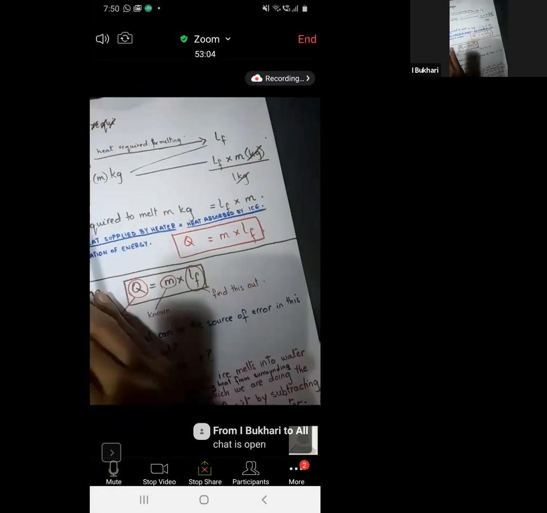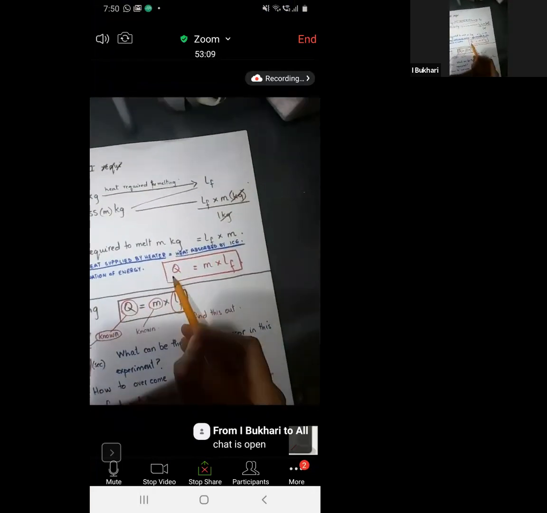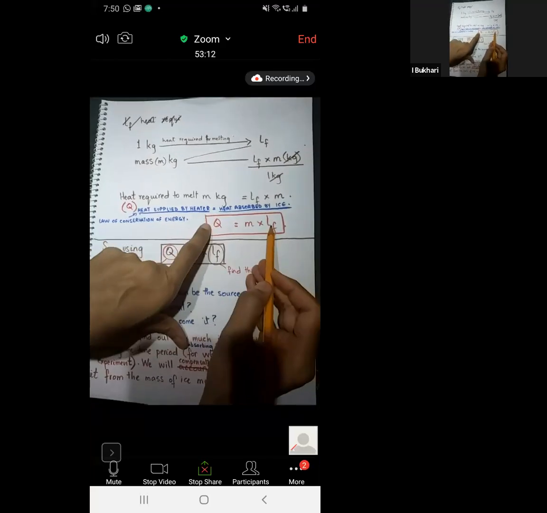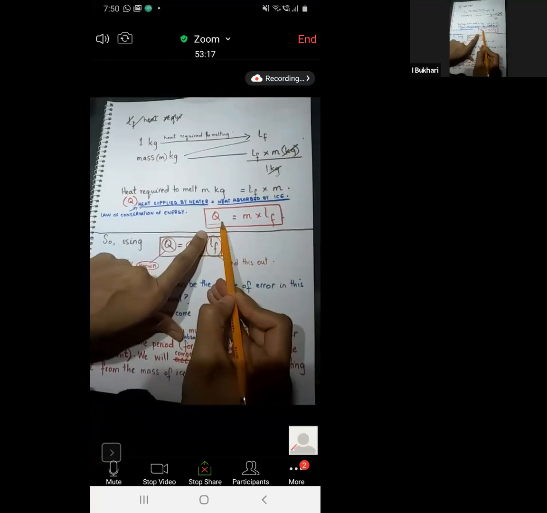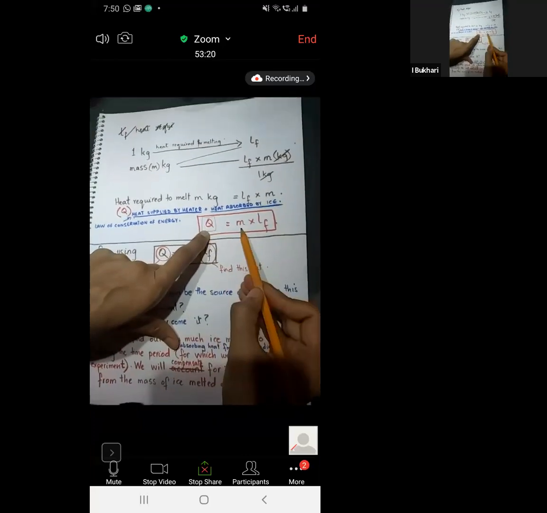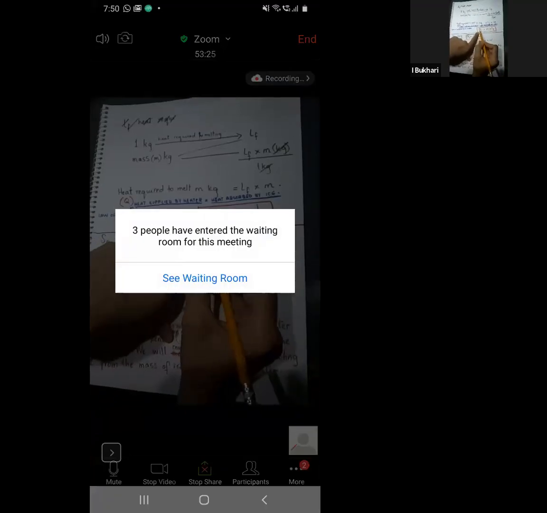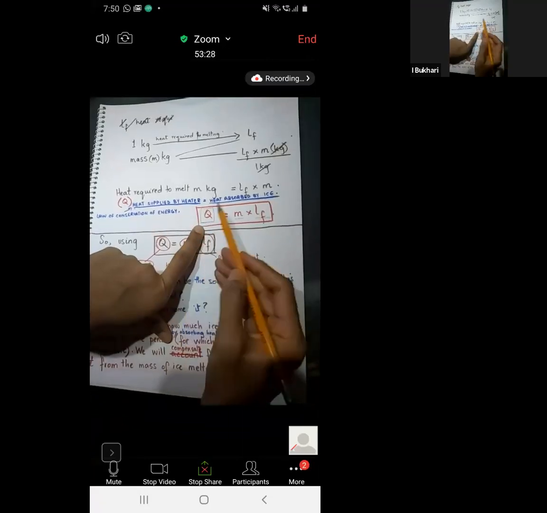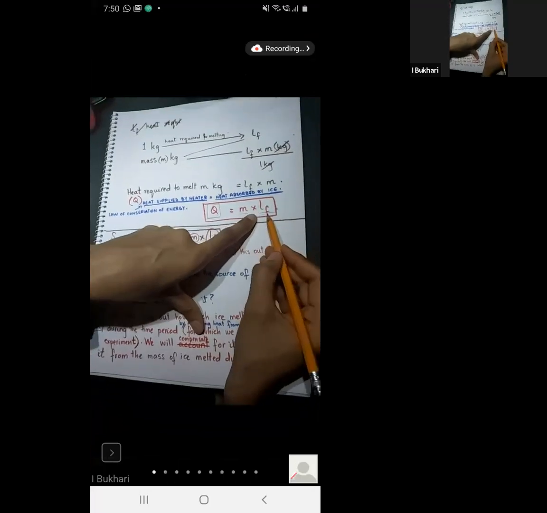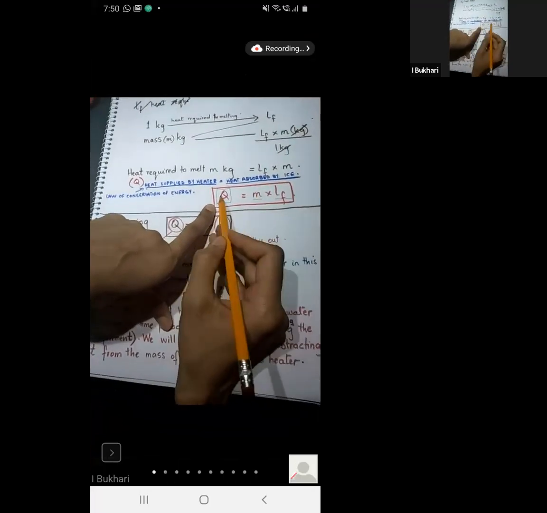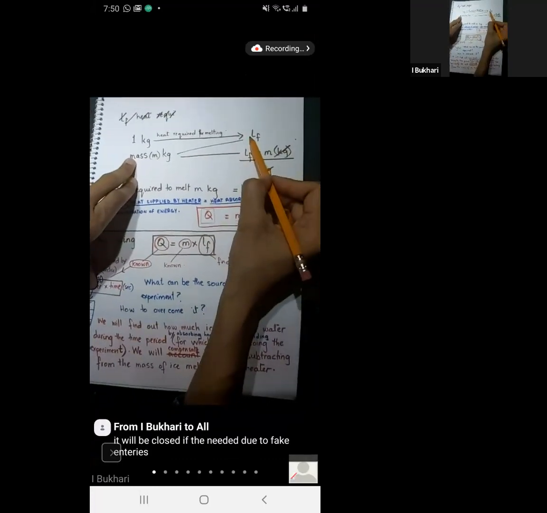Now, I have tried to come up with this. I'm trying to derive this formula. The heat required to melt a substance is the product of the mass and the specific latent heat of fusion. Whatever the mass is, you multiply that mass with the specific latent heat of fusion and you will get the total heat required to melt that substance. Now, how did we get to this?